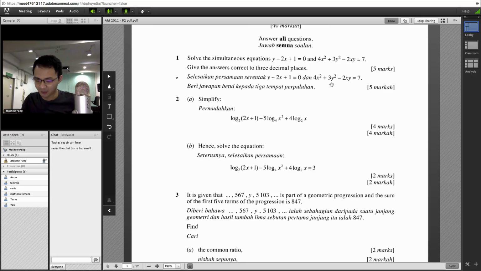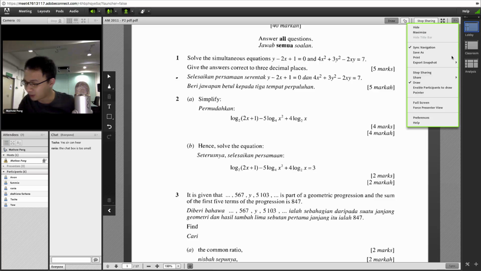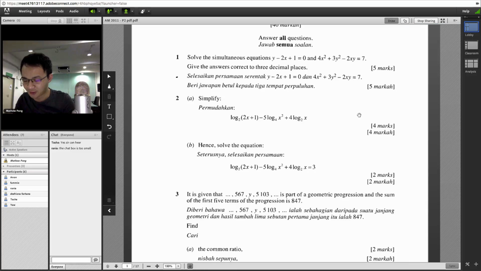Is there any way for me to write? I want to open the whiteboard, but I'm not sure whether the PDF will be gone after I open it. It's okay. We just use the space we have here, because I don't want to waste so much time.